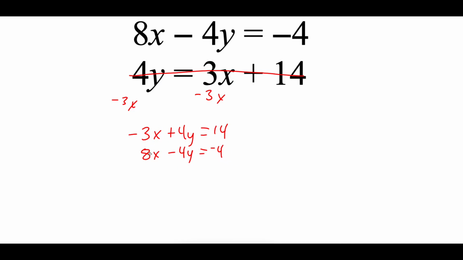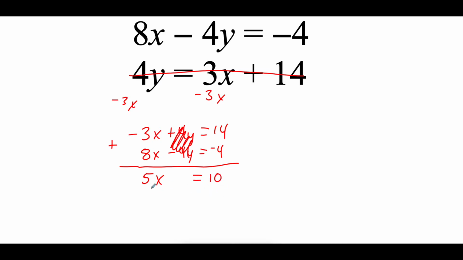So now we've got the x's lined up, the y's lined up, and the numbers lined up. And as we look at the variables, the x's don't have opposite numbers in front of them, but the y's do. So we're going to add these equations together. And when we do that, the 4y and the -4y will cancel each other out. -3x plus 8x is going to give me 5x. And on the right-hand side, when we take 14 and add -4, that's going to give me 10.